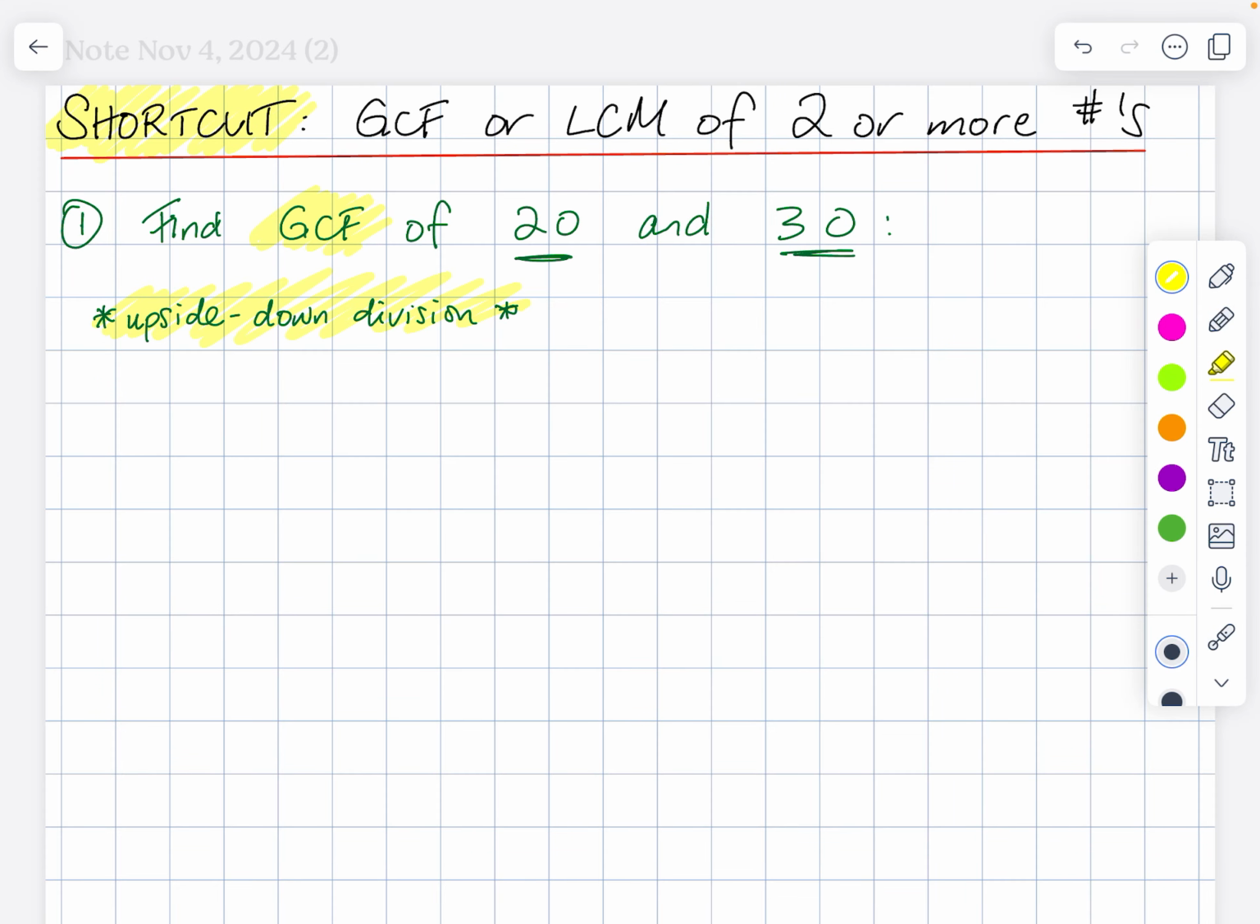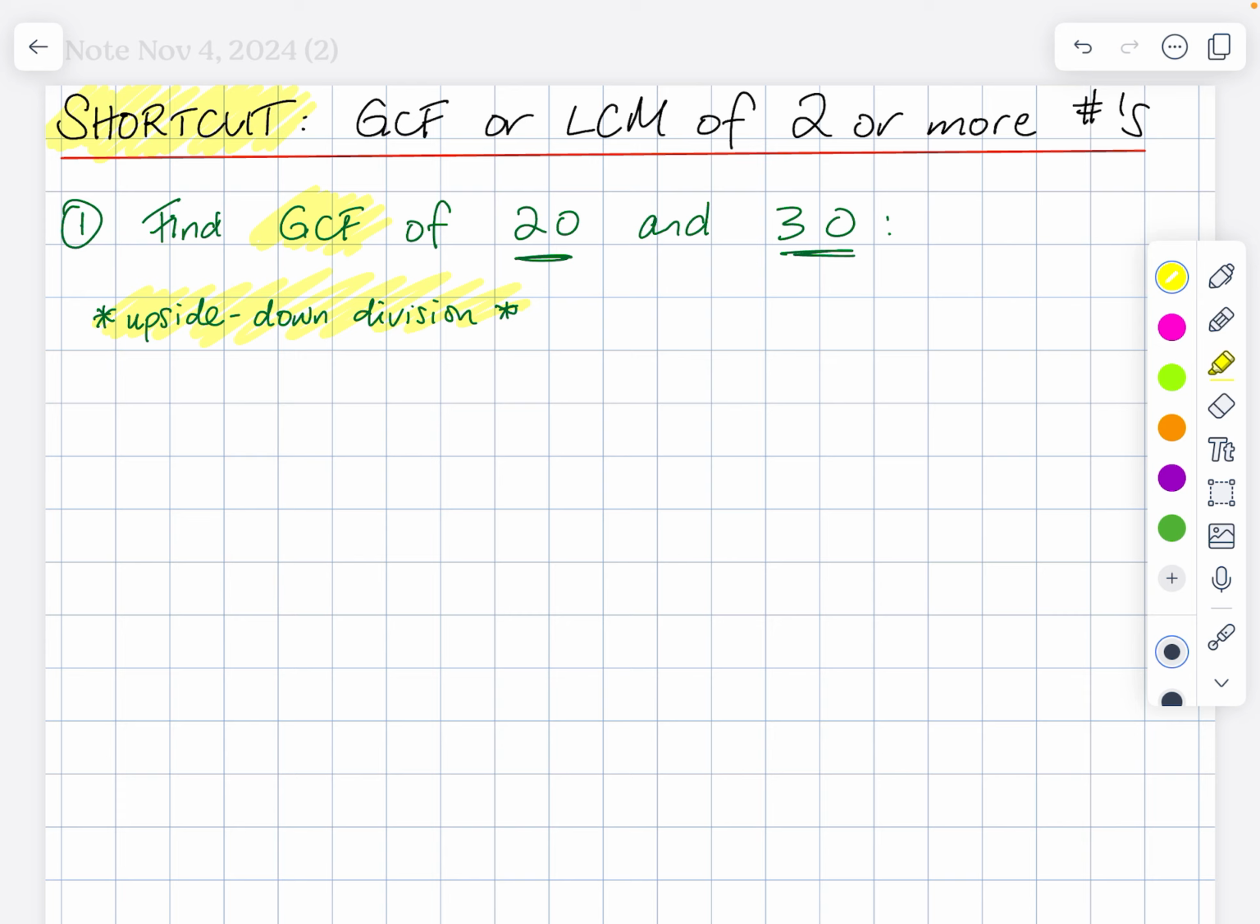So this is a lesson on going over a shortcut that will help you find the GCF or the LCM of two or more numbers. Now, I do have to note that this is a method or strategy to use only if you're not asked to list, say, the first 10 multiples of the numbers that you need to find the LCM for, or if you're not asked to list all of the factors of two or more numbers that you're asked to find the GCF for.